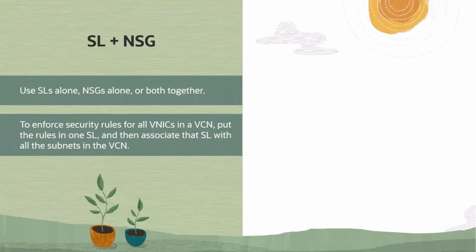Now, one of the use cases of security list is that in case you would like to enforce a certain set of ingress and egress rules for all the instances or VNICs that are there in a VCN, the best way for you is to put all those rules or define those rules in a security list and then simply associate the security list to all the subnets in the VCN. That way you can enforce the security rules to all the instances.